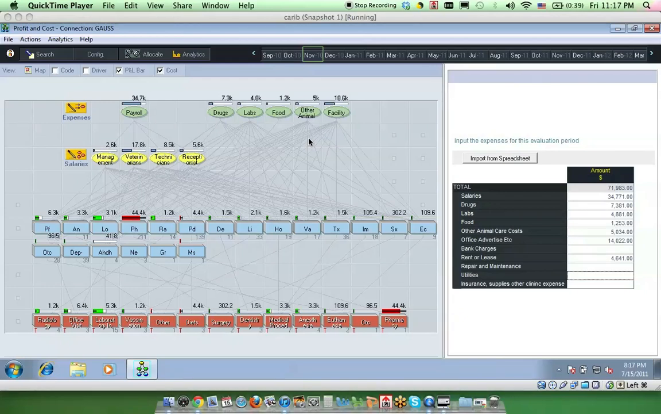Okay, so we've spent about 10 minutes or so loading some information on costs. We've loaded the annual salaries of the staff, and we've loaded the costs associated with running this practice for the month of November into the product, and we've run the allocation engine, and this is what we get. Let's determine now which services and which departments are profitable and which are not.